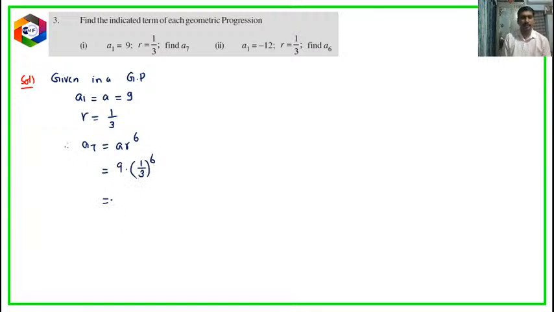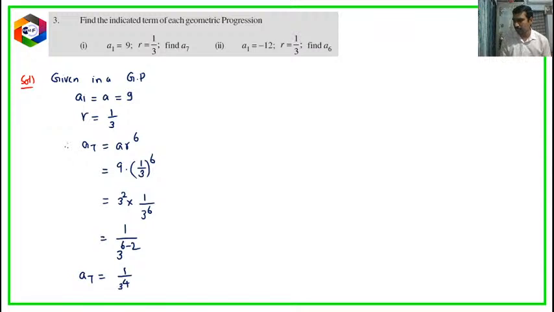Now this should be simplified. This 9 can be written as 3 square into 1 power anything is 1 and 3 power 6. Now here the denominator power is more. So a power m by a power n, where n is greater than m, I am going to transpose to the denominator. That means 3 power 6 minus 2. That means 2 3's will get cancelled. That is 6 minus 2, which will be equal to 1 by 3 power 4. So A7 should be equal to 1 by 3 power 4.